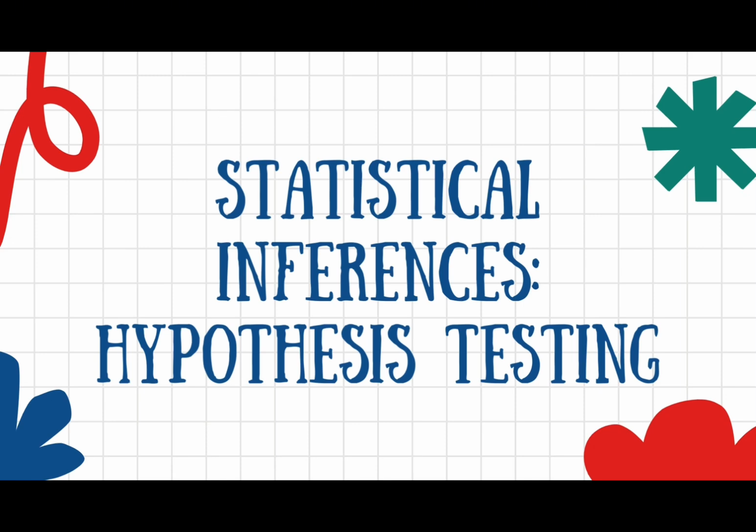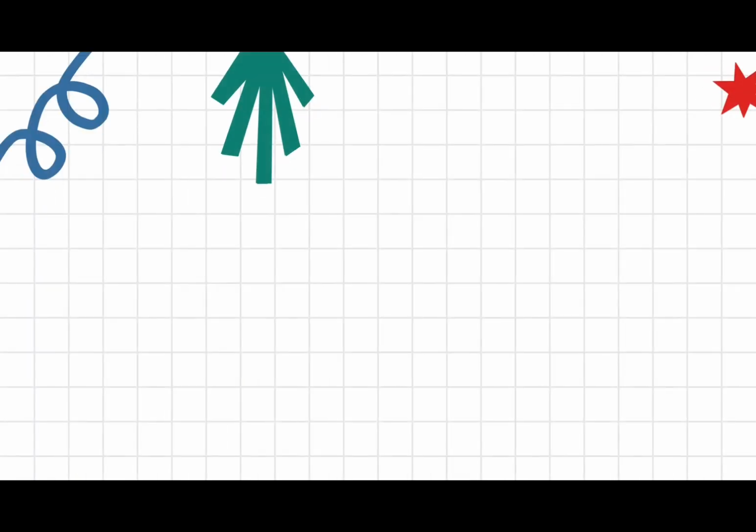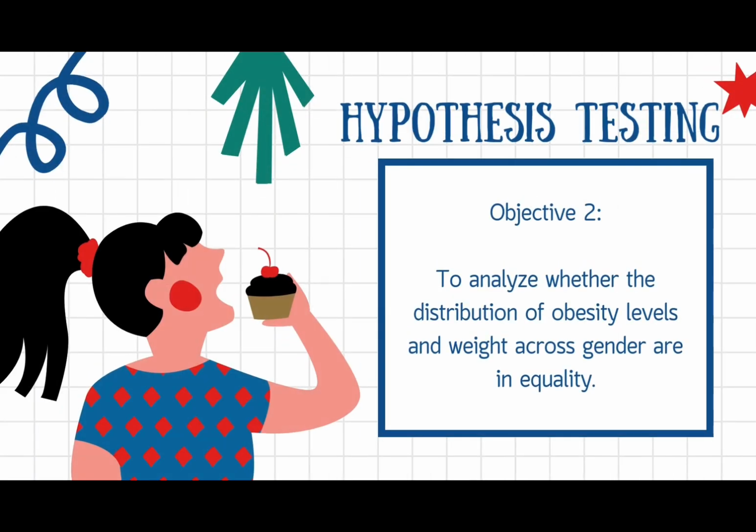Hypothesis testing involves formulating a claim about the population and testing the claim by analysis of the sample data, which includes the one-tail test and two-tail test. Hypothesis testing is used to achieve Objective 2, which is to analyze whether the distribution of obesity levels and weight across gender are in equality.